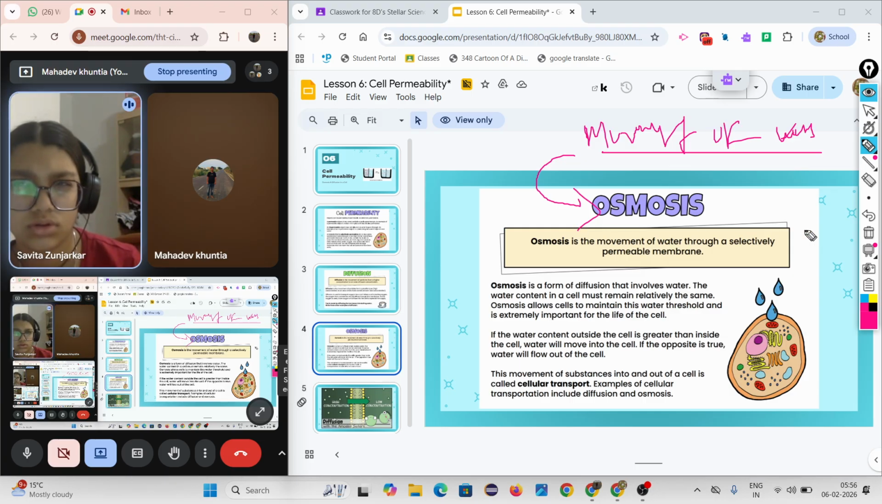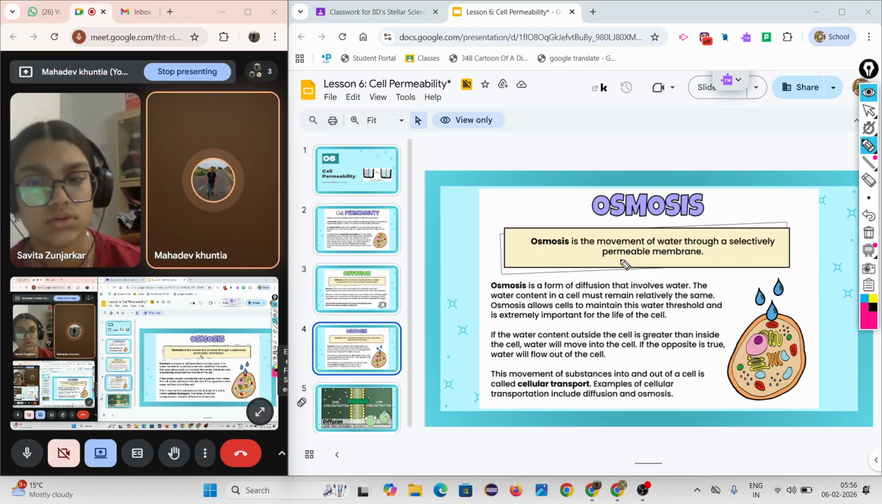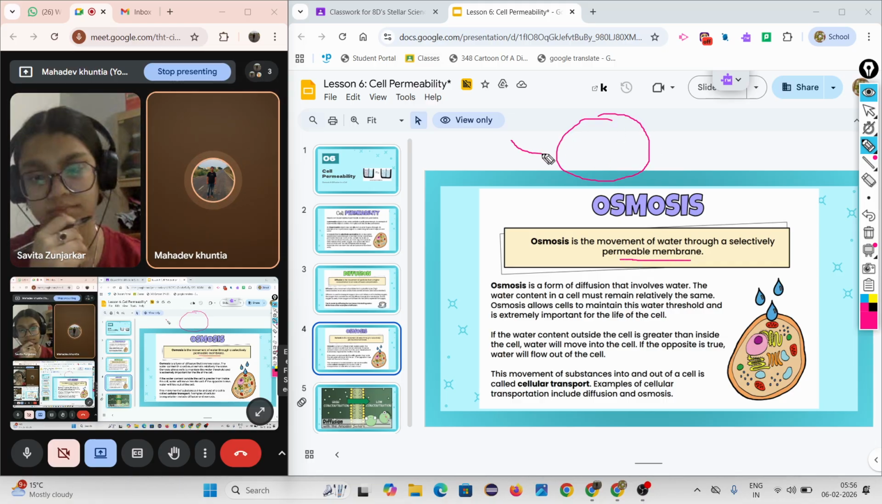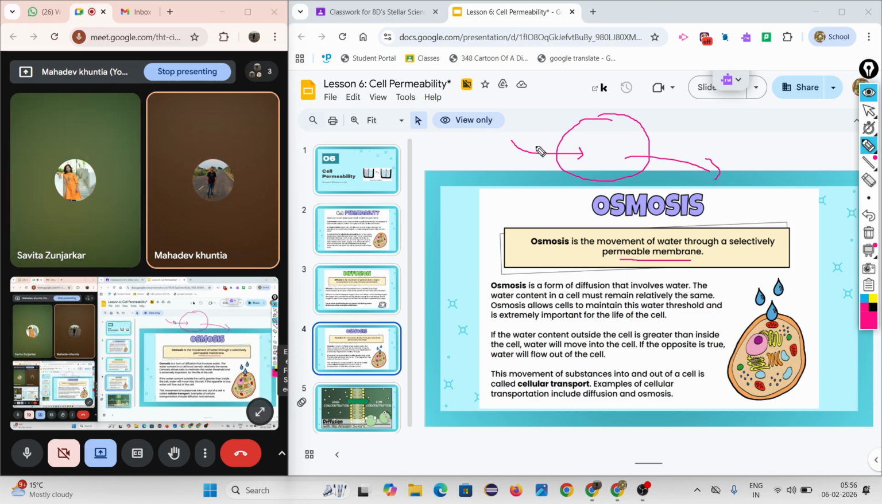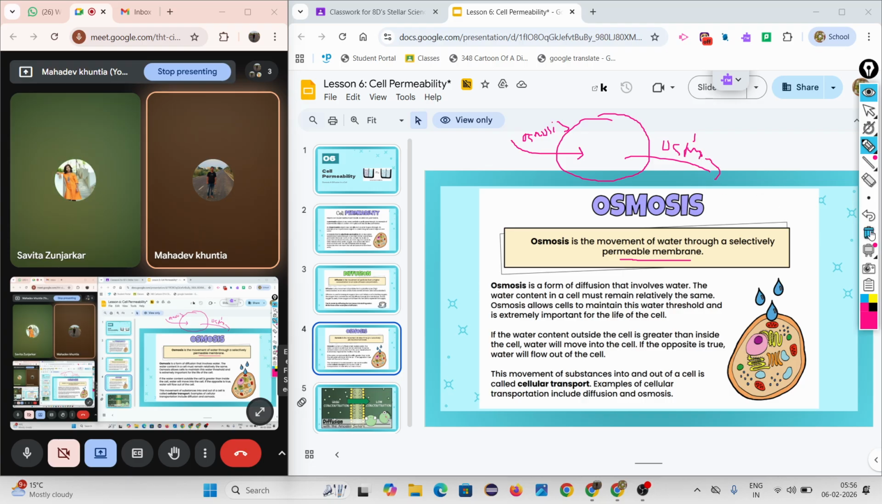Okay. Look. Osmosis is the movement of water through a selectively permeable membrane. When water is going inside the cell or coming outside the cell, this is called osmosis. Water coming out or going in, yes, both.